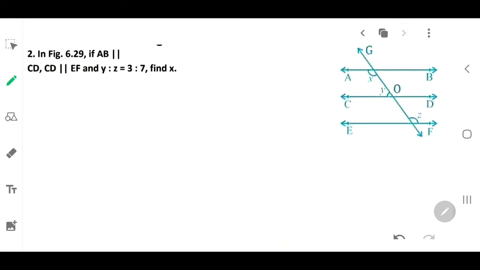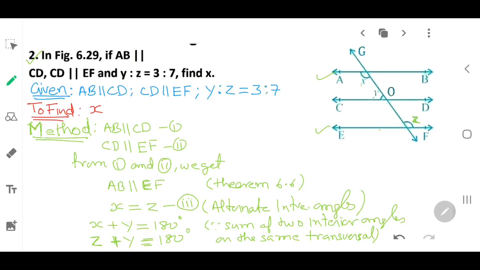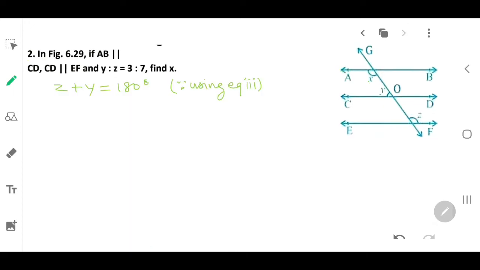Then, once again we will write here Z plus Y is equal to 180 degree. Okay. So you can write here since, using equation 3. In equation 3 you can see here x is equal to z. So in the place of x we have written z. Correct?